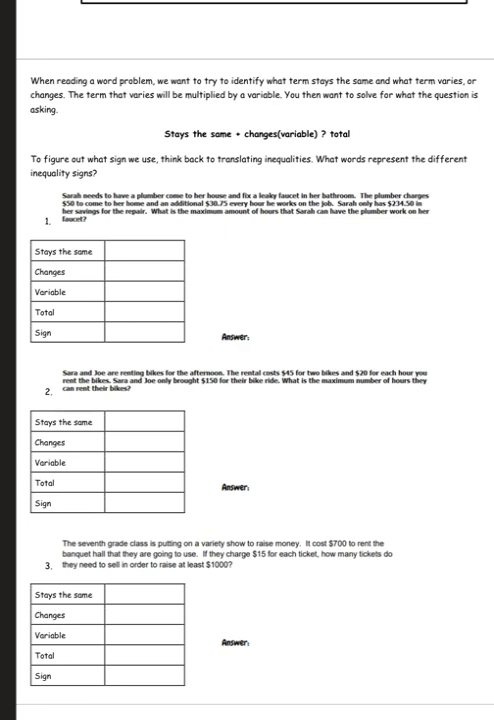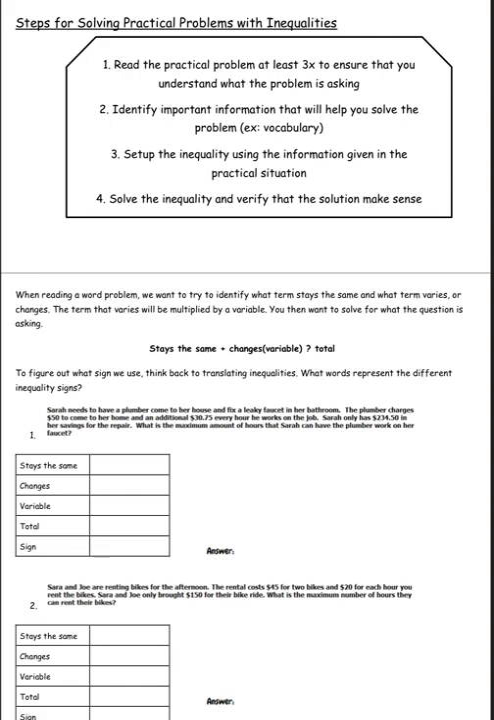All right. So let's take a look here. We've read it. Of course, we can read it again. I stumbled through on a few words, so I do apologize about that. So it says, Sarah needs to have a plumber come to her house to fix a leaky faucet in her bathroom. The plumber charges $50 to come to her home and an additional $30.75 every hour he works on the job. Sarah only has $234.50 in her savings for repairs. What is the maximum amount of hours Sarah can have the plumber work on her leaky faucet? All right. Even though we read it twice, if you need to read it a third time, you're welcome to read it a third time.